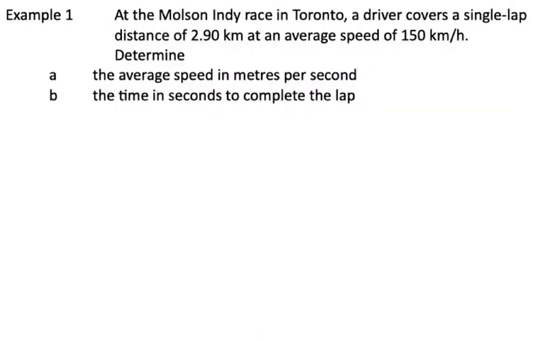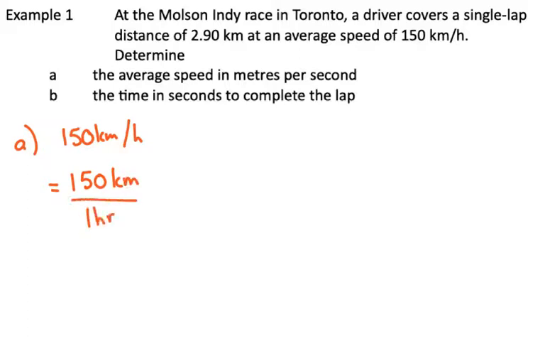So Molson Indy in Toronto, one lap is 2.90 kilometers at an average speed of 150 kilometers an hour. I want to determine two things. One, the average speed in meters per second, and second, the time it takes to complete the lap. Well, for A, we already know that the speed is 150 kilometers per hour. Which literally means you would go 150 kilometers in 1 hour. If you were able to keep that exact speed for 1 hour, you would go exactly 150 kilometers.